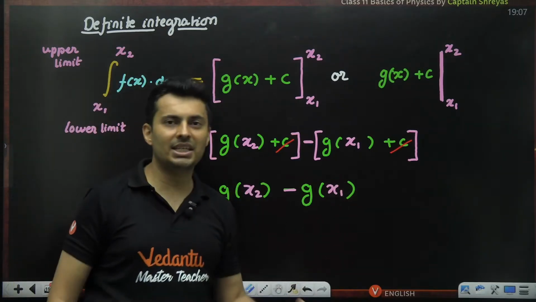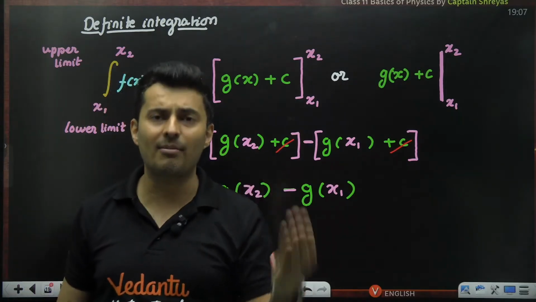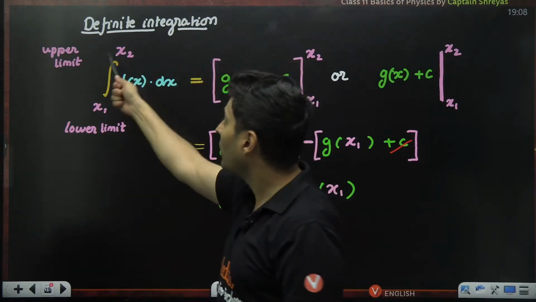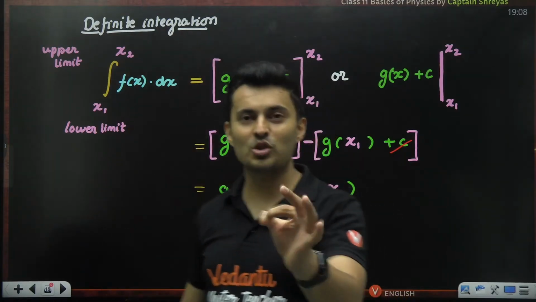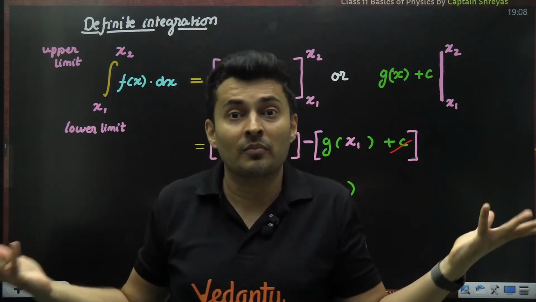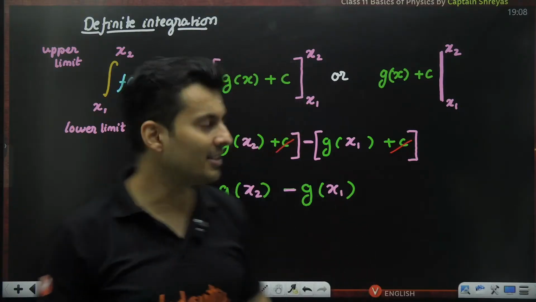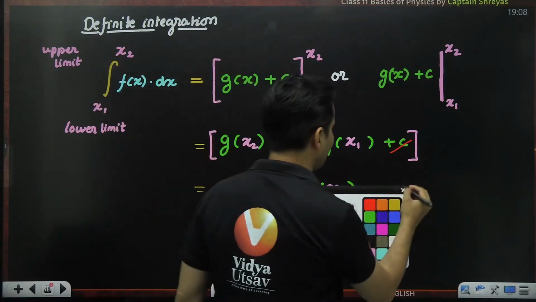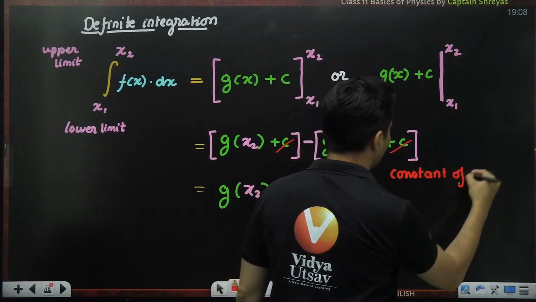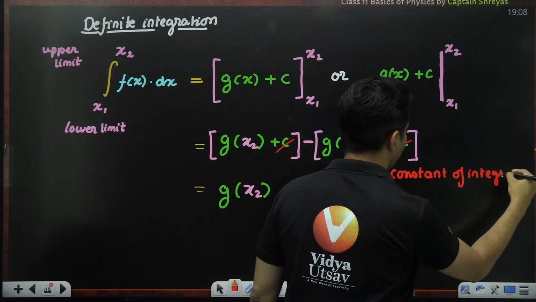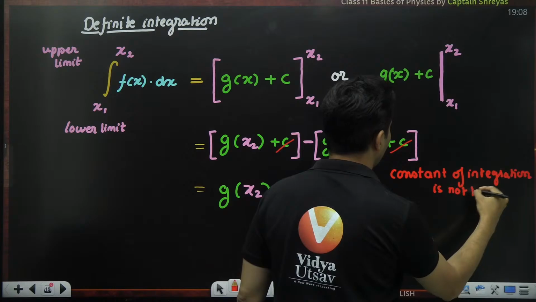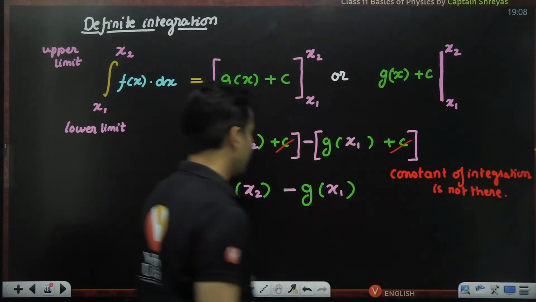There is no constant of integration. There is no doubt. There is no ambiguity. Because I'm certain about the answer. That is why I call it the definite integration. Because I'm sure. I'm definite. In indefinite, I'm not sure, so there comes a constant of integration. So the constant of integration gets eliminated. It is going to get cancelled.